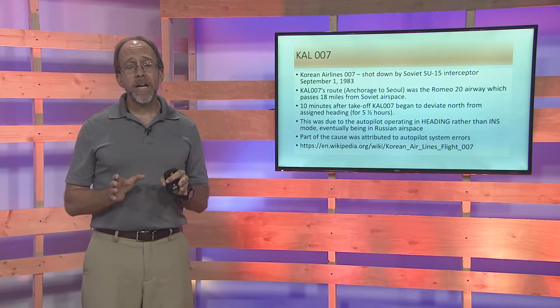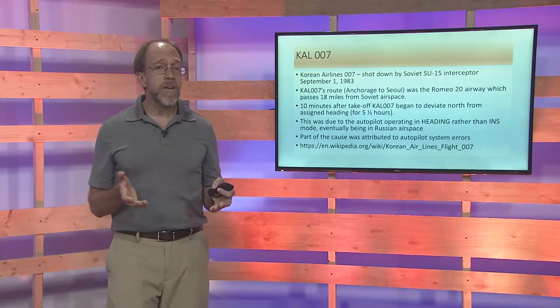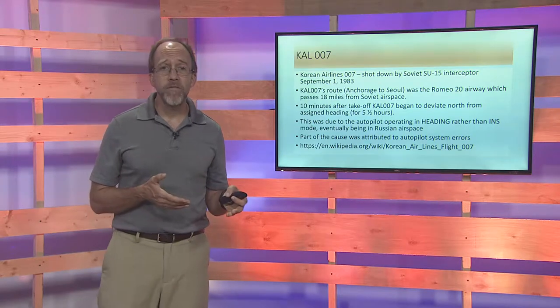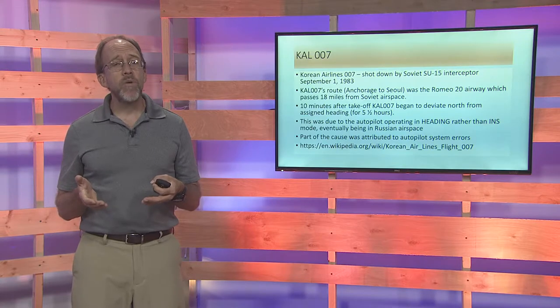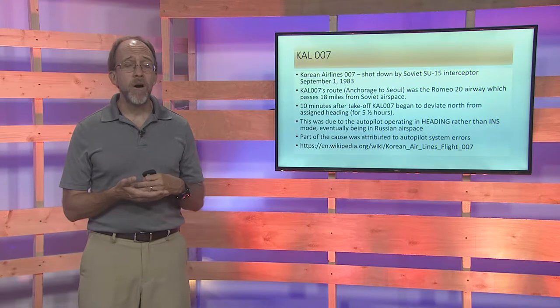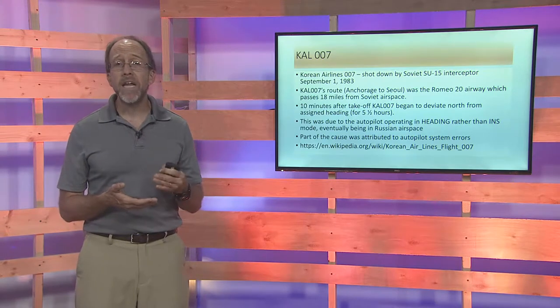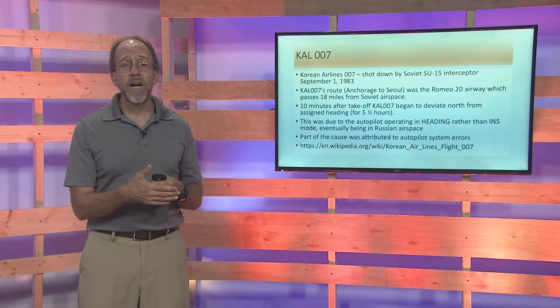But the bottom line of one of the basic malfunctions that occurred was an autopilot system operating in the wrong mode, which allowed the plane to drift. Now, there were many things that should have gone on to correct that drift, but those did not occur. What I'm really looking at is that the autopilot system was operating in heading rather than INS mode. INS mode would have automatically corrected. Heading was just simply going to go in a certain direction, but with a heading that was incorrect.